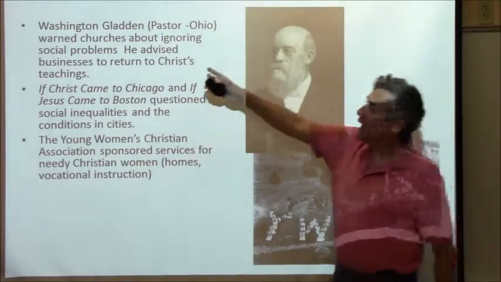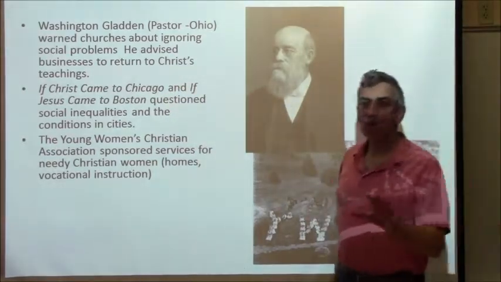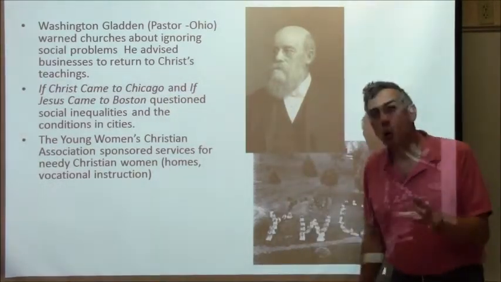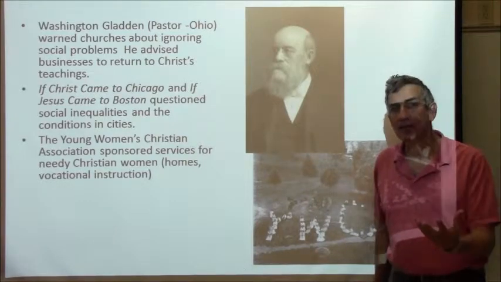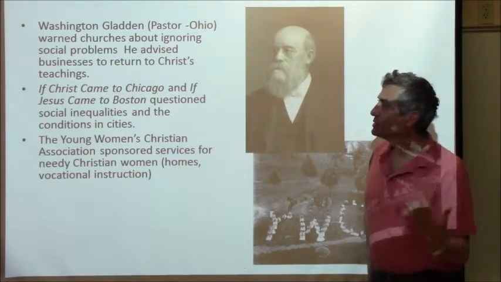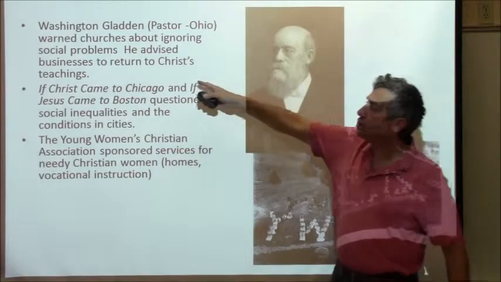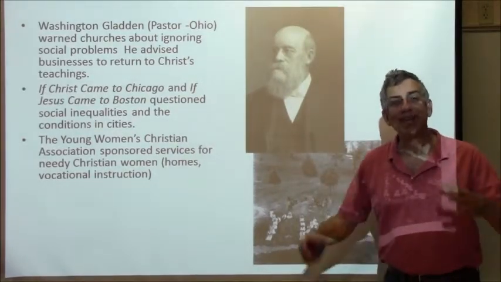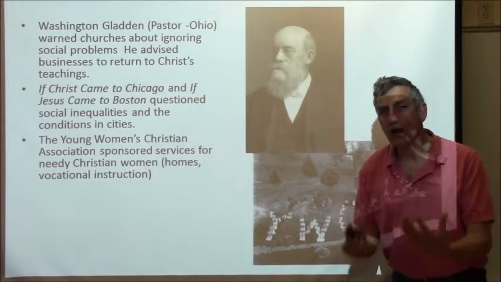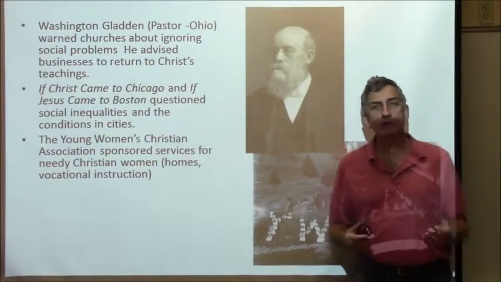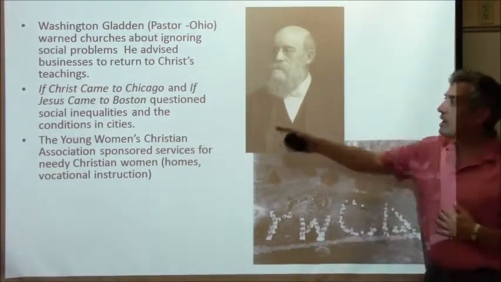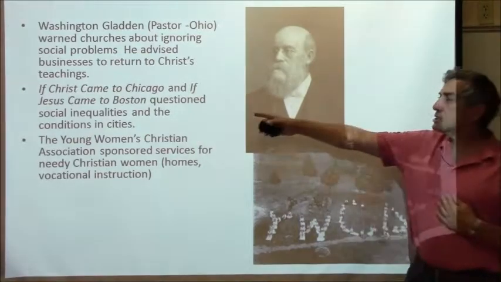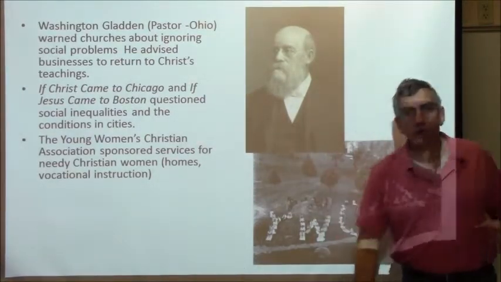This guy, William Gladden, warned churches about ignoring social problems because the churches were ignoring social problems. He said, you've got to get into this. The church has got to take a stand. He advised business to return to Christ's teachings. The last shall be first, the first shall be last. Take care of society. If you take care of the people, they will be able to take care of you. If Christ came to Chicago, and if Jesus came to Boston, question these social inequities.